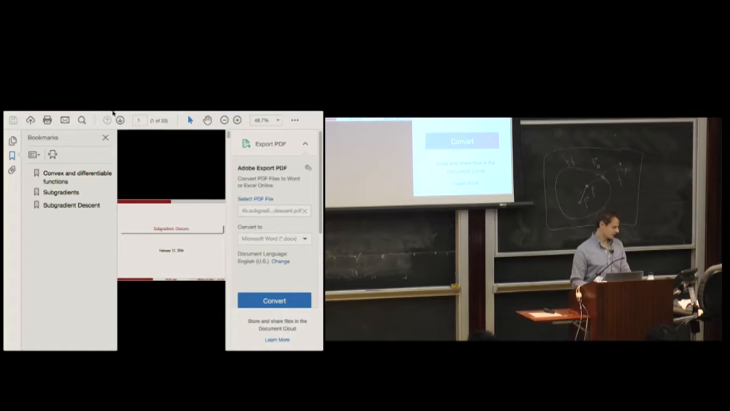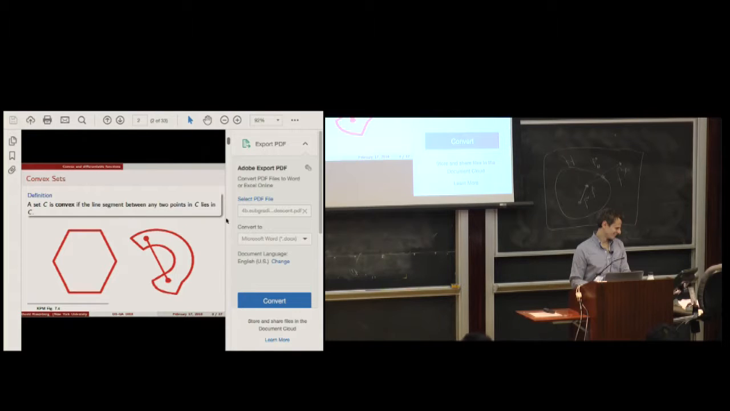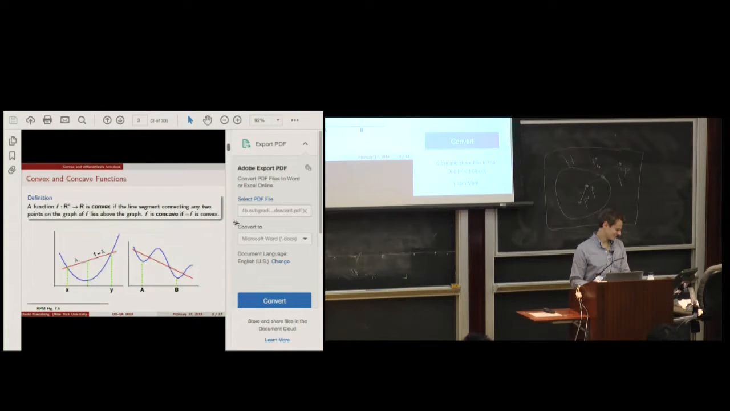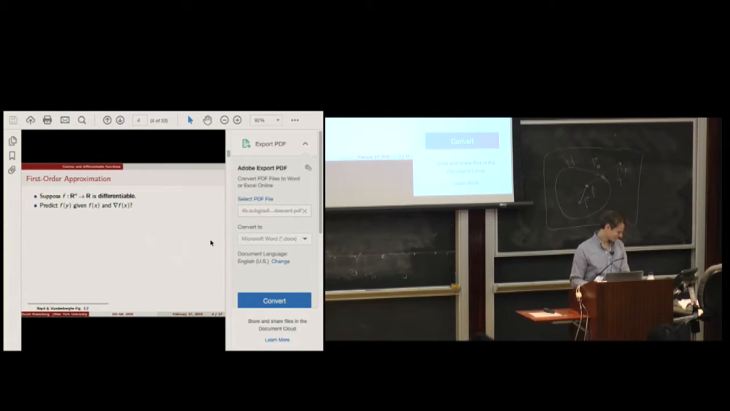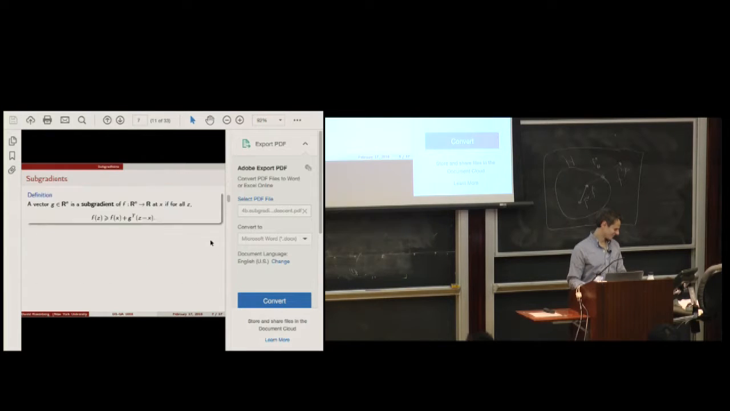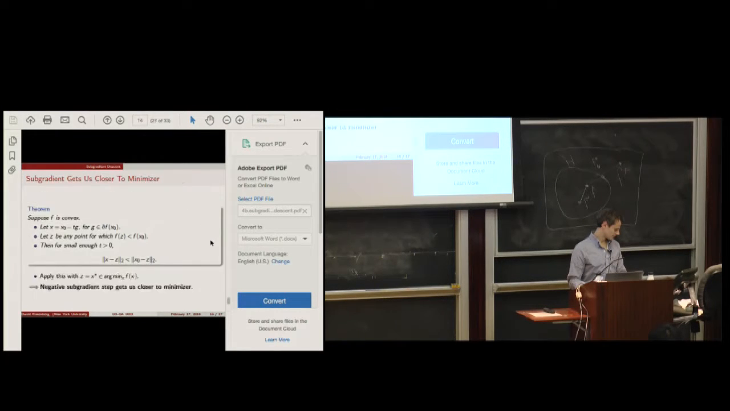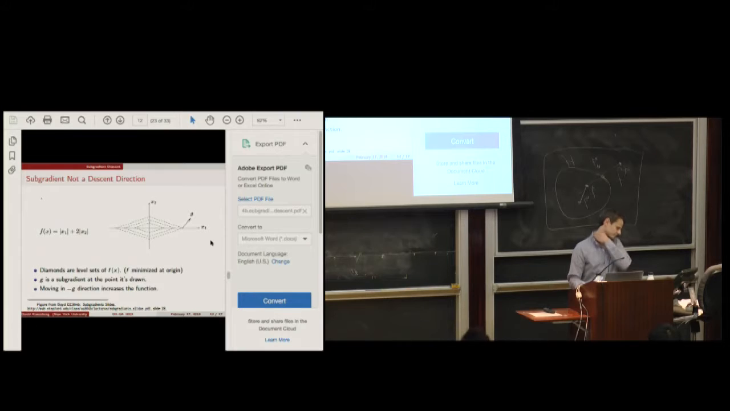Well, let's get to the bottom of that. All right, where do I say this? Subgradients, not a descent direction. Okay, not guaranteed to be a descent direction.